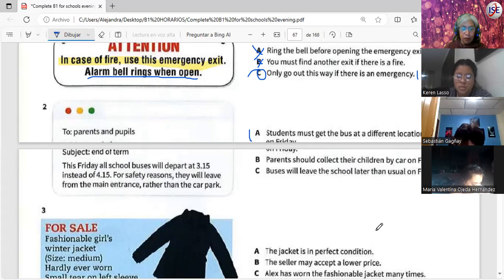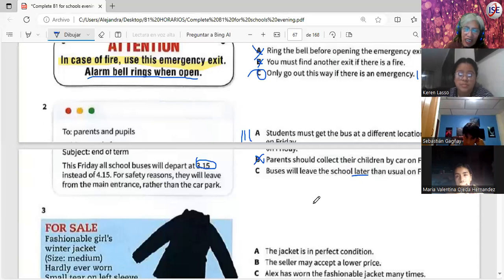Letter A. Maria Valentina, do you agree with letter A? Yes, letter A. Actually, it is the correct answer. If you say parents should collect their children, here it doesn't say anything about parents going to school. The bus will leave the school later. Here it says 3:15, so it is not earlier, it is later.